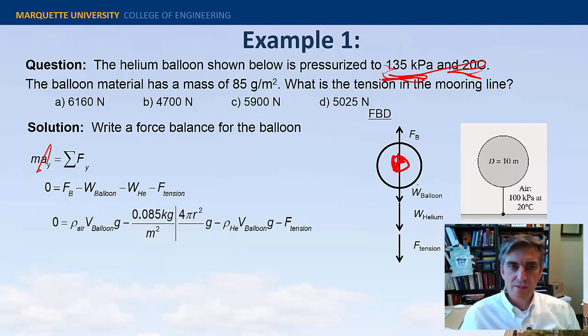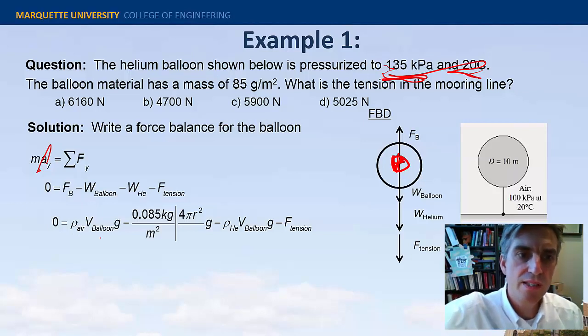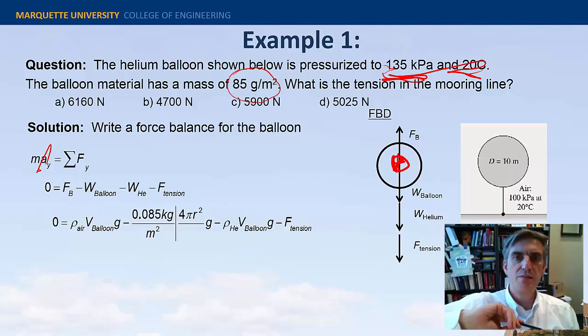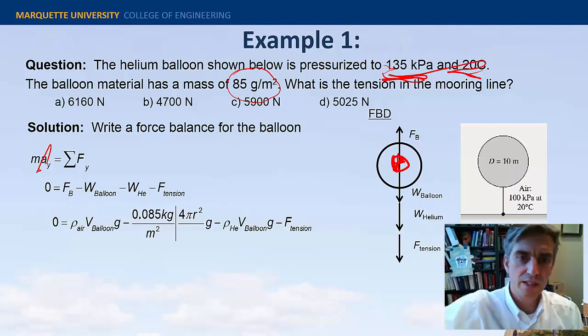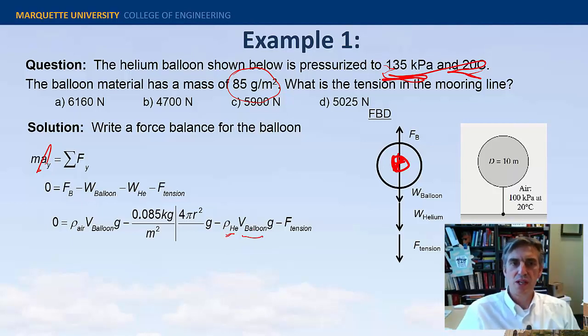So if I plug in the variables associated with this, this is the buoyancy force, rho times displaced volume of the balloon. In this case, that's the total volume, and rho of air times gravity. And then here's the weight of the balloon, 85 grams per meter squared. So the surface area of a sphere is 4 pi r squared, minus the density of helium times the total volume of the balloon. So that's the mass of helium times gravity, that's the weight. And finally, the tension, that's what we're after. So I can rearrange this. Oh, I need to get the densities first.